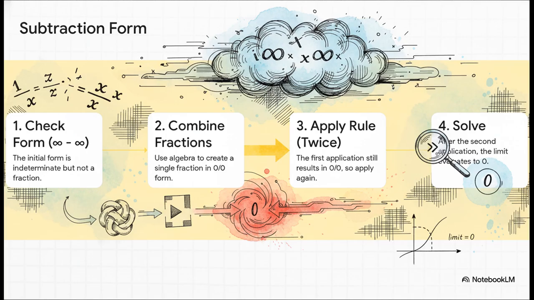Now it's in the 0 over 0 form, and we can finally unleash L'Hopital's rule. And for this one, you actually have to apply it twice. But after that second round, the limit works out to be 0. This is a perfect example of how your first job is always to get the problem into the right form.